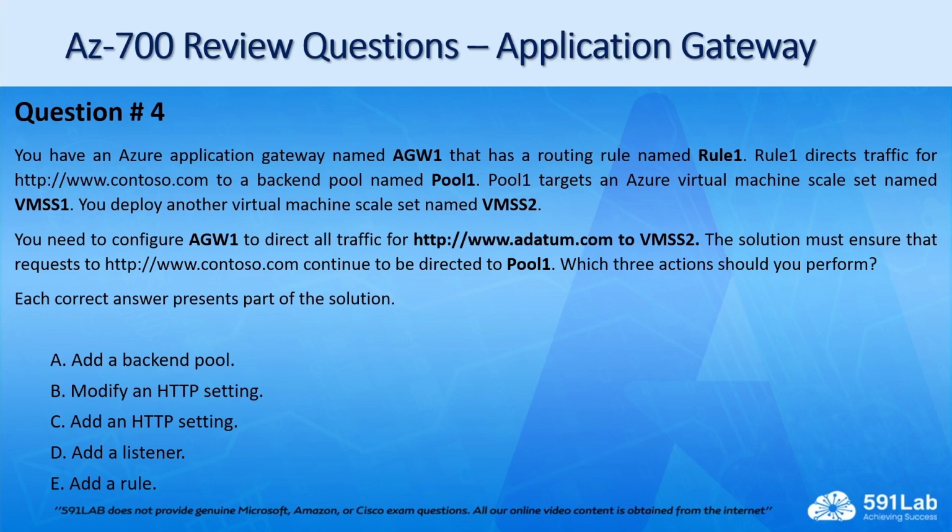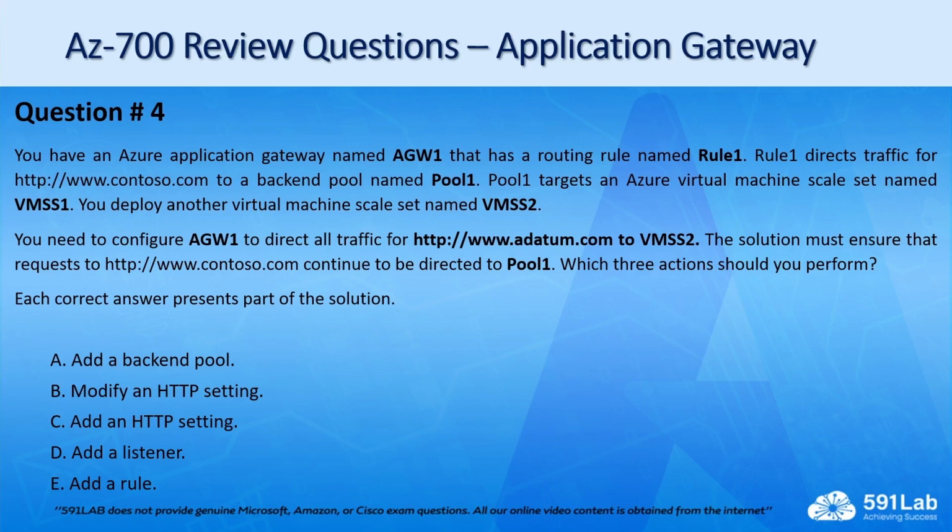Yes, backend pool is definitely the option. Modify an HTTP setting, add an HTTP setting, add a listener and add a rule. Okay. So when we have a request like adatem.com and we have decided our backend pool, which is pool 2, and inside pool 2, we are going to deploy VMSS2. Then what else do we need?